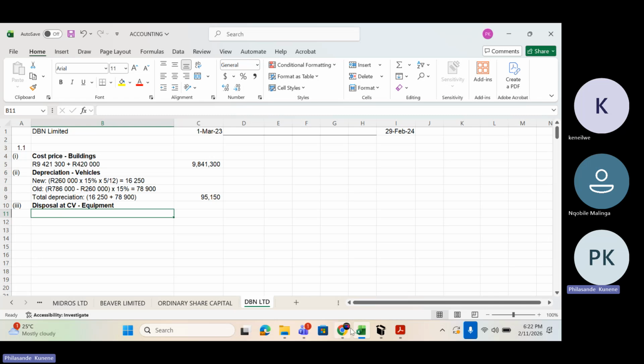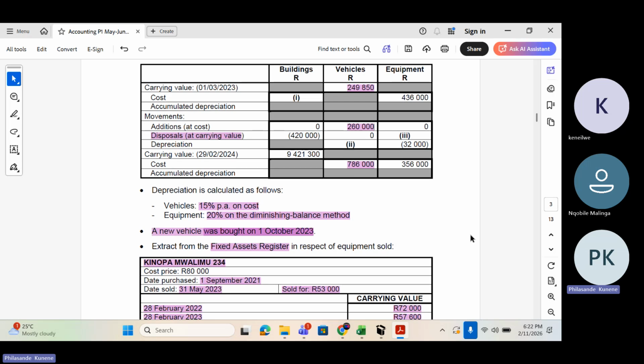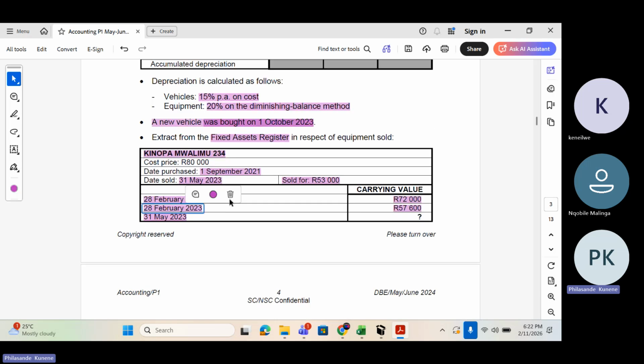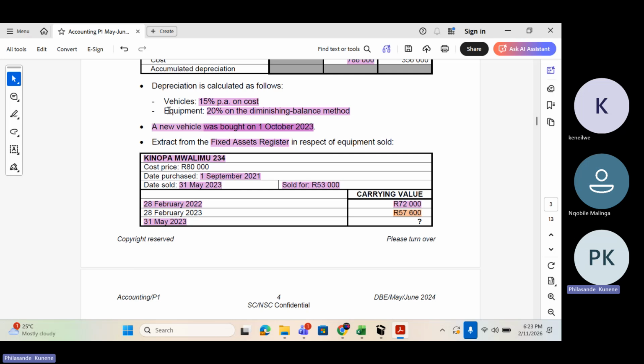That's the only thing. And looking at the information that we have here, we already have the carrying value on the 23rd of January, which means this is a carrying value at the beginning. If you look at this one, 57,600, it's a carrying value at the beginning. So the only thing we need to do is calculate the depreciation for the current financial year, and then we subtract it from this 57,600. Then we're getting our carrying value.